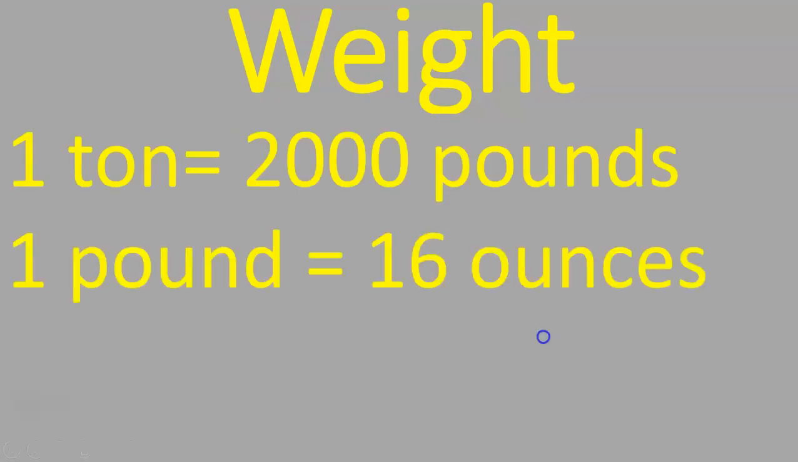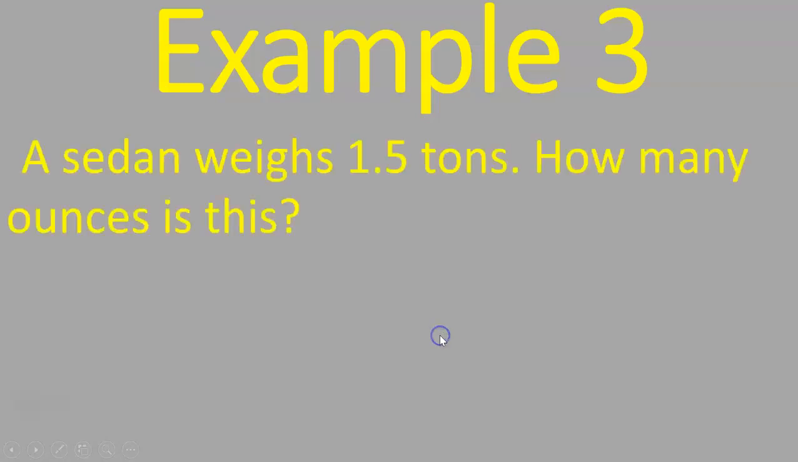Weight in the U.S. customary system, or English system. 1 ton is 2,000 pounds, and 1 pound is 16 ounces. Okay. So looking at the third example, a sedan weighs 1.5 tons. How many ounces is this? Now this time we have to go through pounds to get to ounces, because it's generally not memorized how many ounces are in a ton, and sometimes you have to go through more than one unit to get where you need to go. So again, we start with tons, and we have to go through pounds.